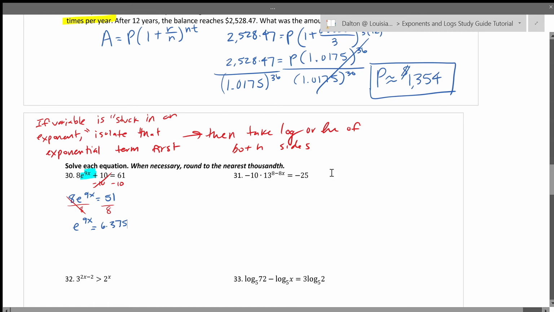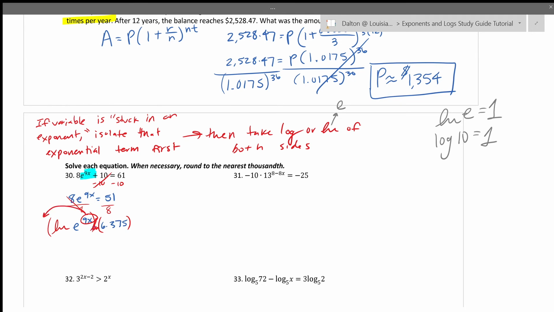Then it says take the log or natural log of both sides. It does not matter which one you take. However, I recommend whenever you have e that you take the natural log of both sides, because we know that the natural log of e is equal to 1, just like we know that the log of 10 is equal to 1. So anytime you have e, it's good to take natural log. If you take the natural log of both sides, our exponential term then drops out in front. That's the whole point of taking the log or natural log of both sides.